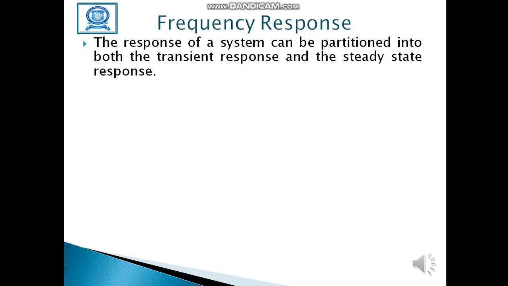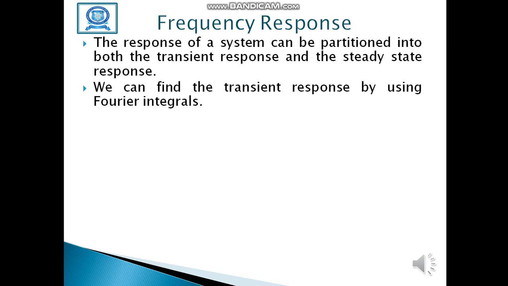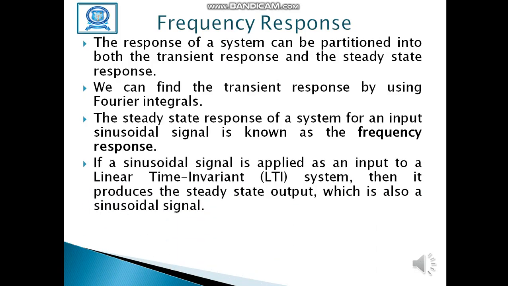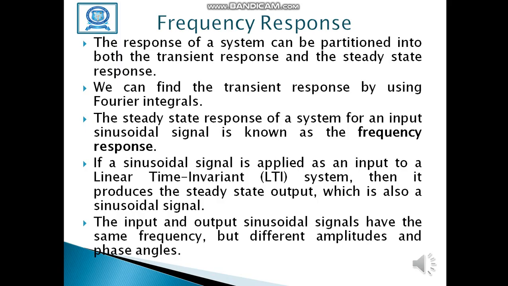The response of the system can be partitioned into both the transient response and the steady state response. We can find the transient response by using the Fourier integrals. The steady state response of the system for an input sinusoidal signal is known as frequency response. If a sinusoidal signal is applied as an input to the linear time invariant system, then it produces the steady state output, which is also a sinusoidal signal. The input and output sinusoidal signals have the same frequency but different amplitude and phase angles.